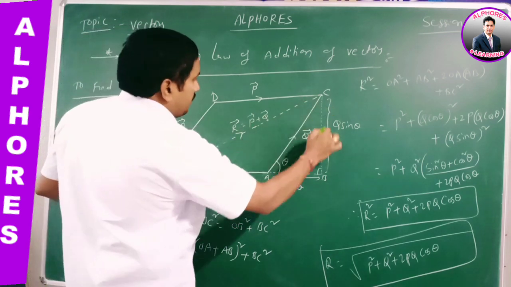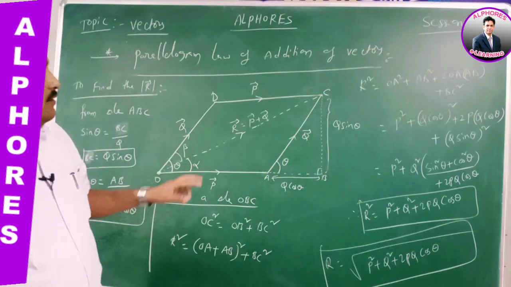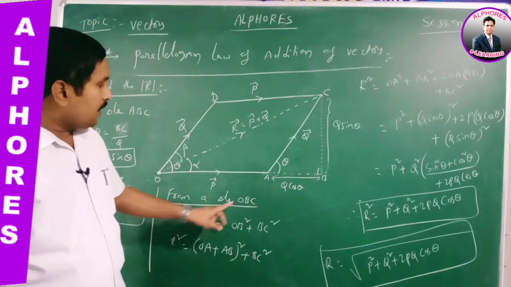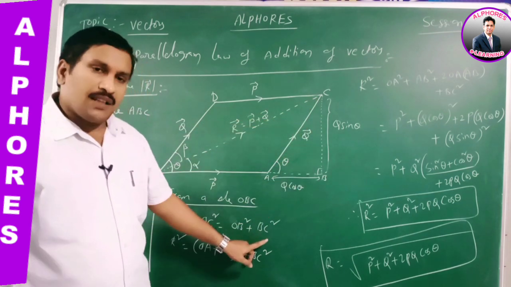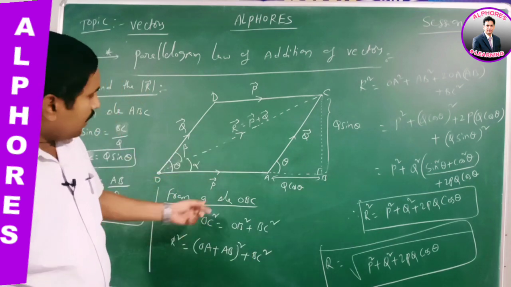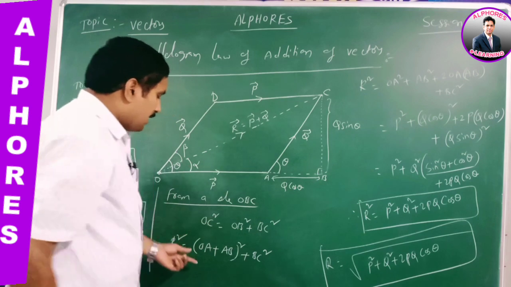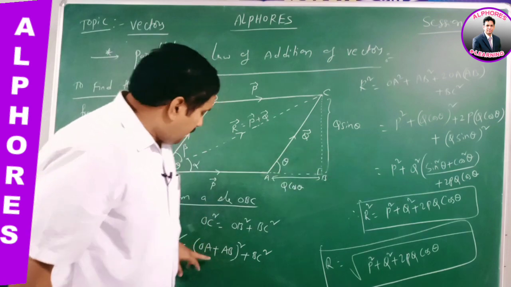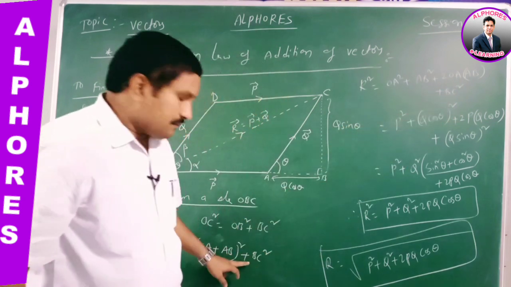Now from the big right angle triangle, in order to find the magnitude of R bar, you have to take this big right angle triangle OBC. According to the Pythagoras theorem, hypotenuse square is equal to side square plus side square. That means hypotenuse square OC square is equal to OB square plus BC square. OC is the magnitude R, so R square is equal to OB square plus BC square, where OB can be treated as the sum of OA and AB. That means (OA plus AB) whole square plus BC square. Now it is in the form of (A plus B) whole square, so it is A square plus B square plus 2AB, plus BC square.